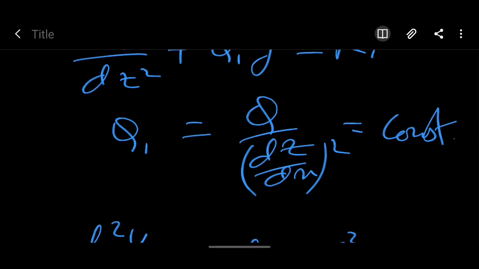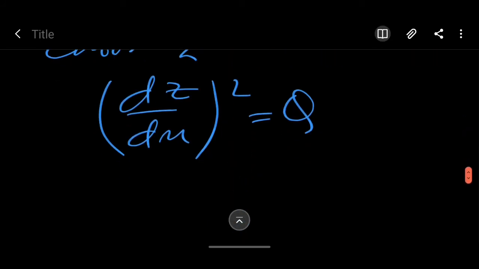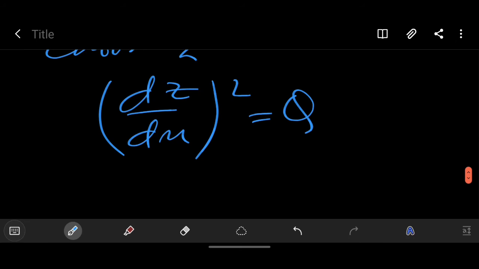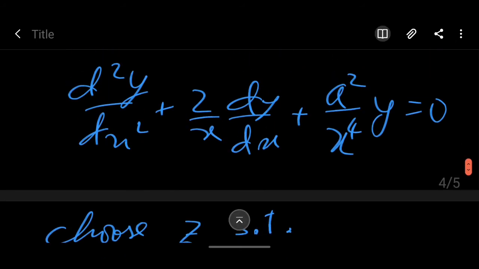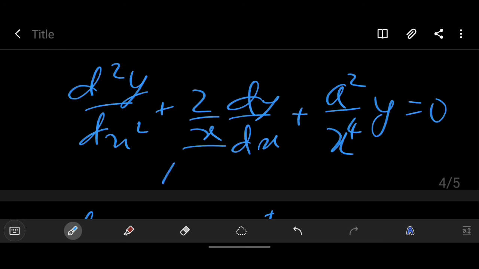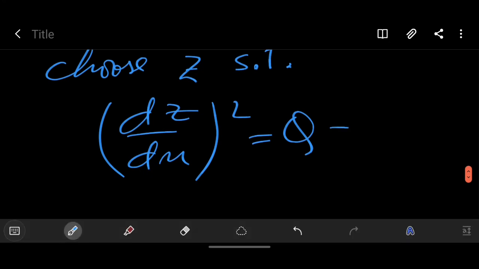If q1 is 1, then we get (dz/dx) whole squared is equal to q. So let us look at the given problem here. This is p and this is q. a squared by x⁴ is q. So here q is a squared by x power 4.